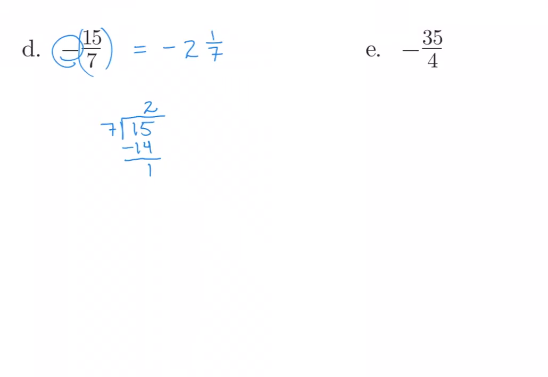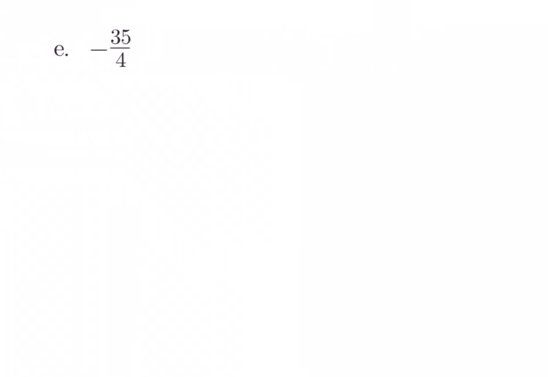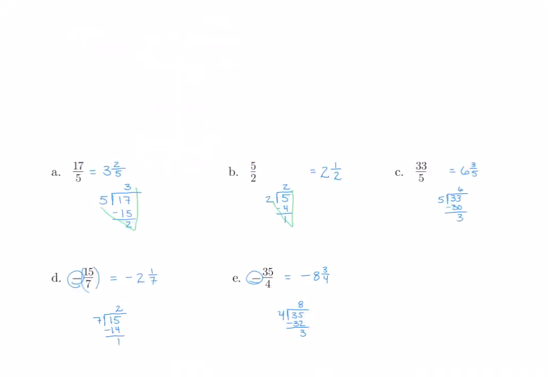Let's try one more. Let's look at -35/4. If we go ahead and divide, again, we're going to ignore the negative. 4 goes into 35 8 times. 8 times 4 is 32. Subtract, we get 3. So 35/4 is equal to 8 3/4. And I want to keep my negative.